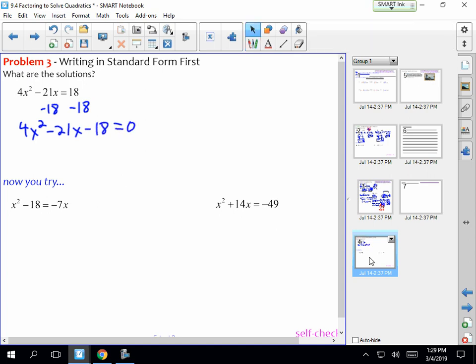Why are we subtracting 18? Because we're trying to set it equal to 0 and get the left-hand side in quadratic trinomial standard form. Great, yeah.